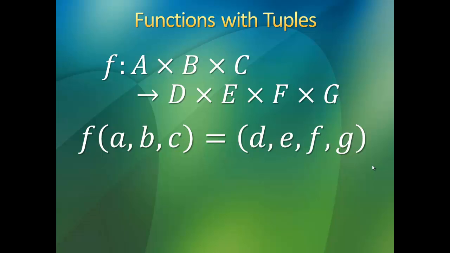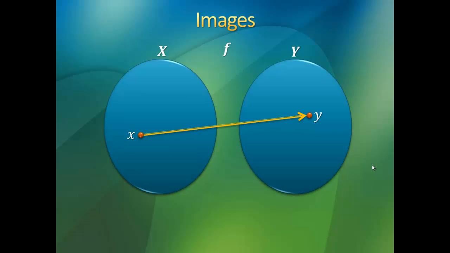Let's rewind a moment. Suppose our function f maps x to y. In other words, f of x equals y. Then, to introduce a key word here, we say that y is the image of x, or more specifically, the image of x under f.